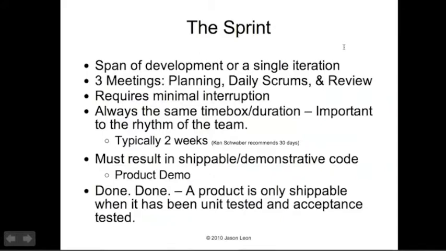And the sprint is each iteration of development. It's going to span a certain amount of time, and it's going to, most importantly, end with done software. That's software that's been unit tested, acceptance tested, and that does what it says that it was going to do. And we'll talk about how we find out what it says it's going to do in the next slide. But this is the core of what our Scrum is all about, these sprints.